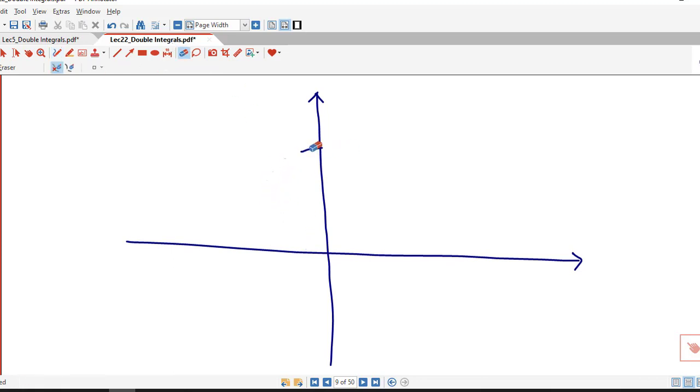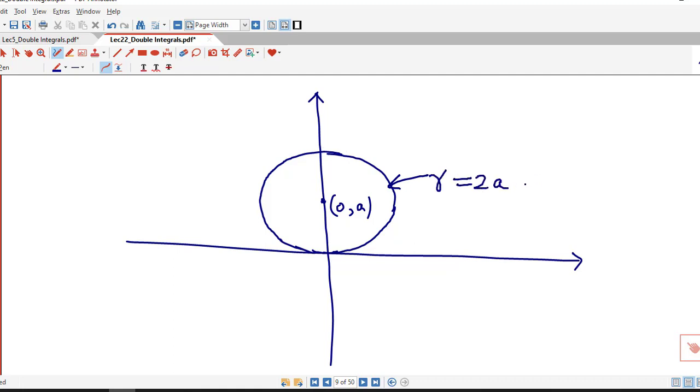We don't require a perfect sketch, but this is just for understanding how we will identify the given curve. So this is the circle with center (0, a) and radius a. Whenever we have this type of equation, r equal to 2a sin theta, it represents a circle with center (0, a) and radius a.